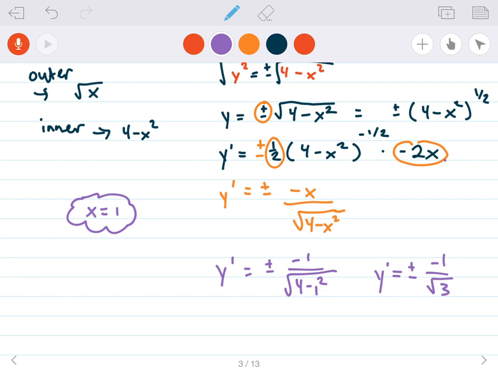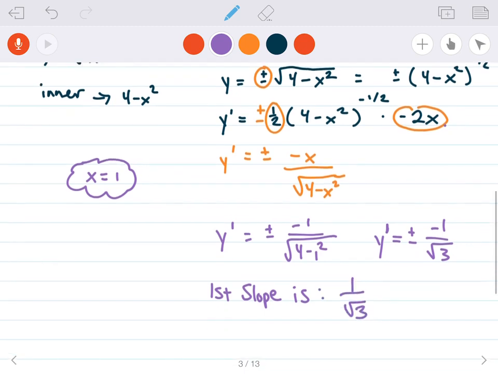Which isn't great, right? Because which one do we pick? The first slope is a positive slope. That's going to just give us 1 over the square root of 3, with those double negatives. And the second slope is negative, because this plus times the minus is going to give us a net result of a negative.